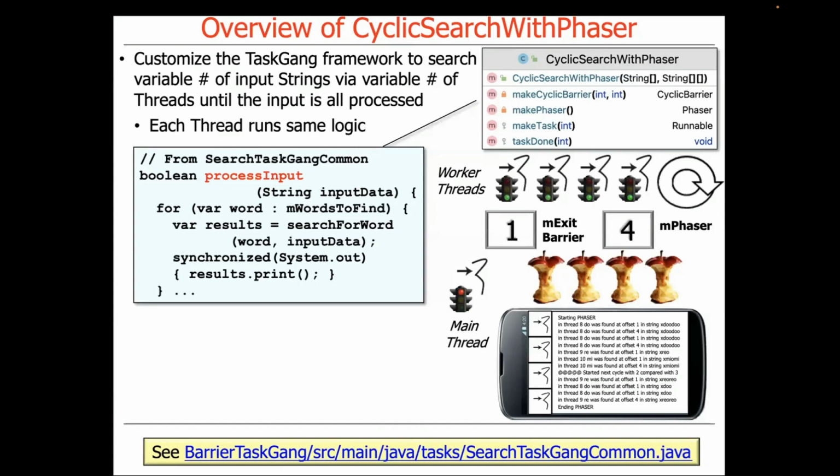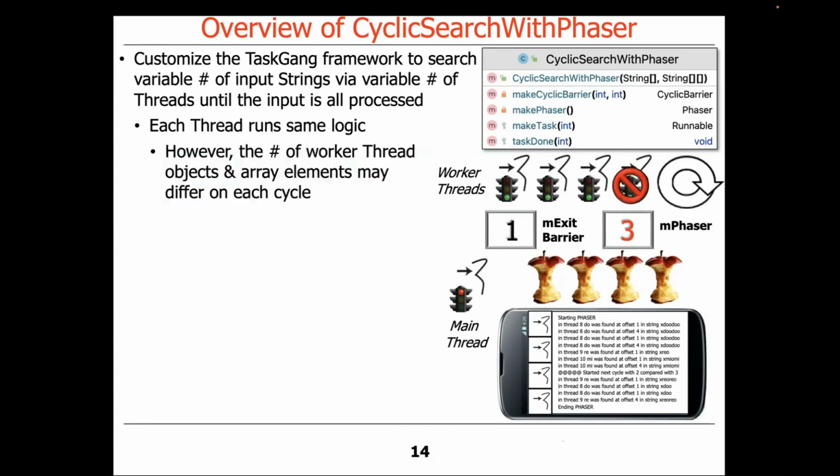And what we're going to do is we're going to have each thread run the same logic, just like it's always done before. However, the number of worker thread objects and array elements may differ on each cycle. Now, the number of worker threads and array elements will always be the same, but they can differ from cycle to cycle. So if you start out with 4 and then the next cycle has 3, you've got to get rid of one of the threads and you've got to reduce the count of the Phaser by 1.